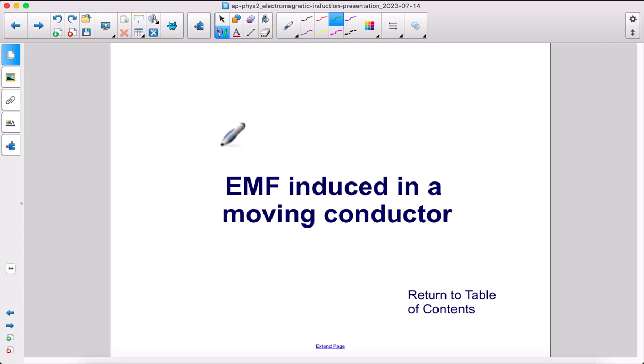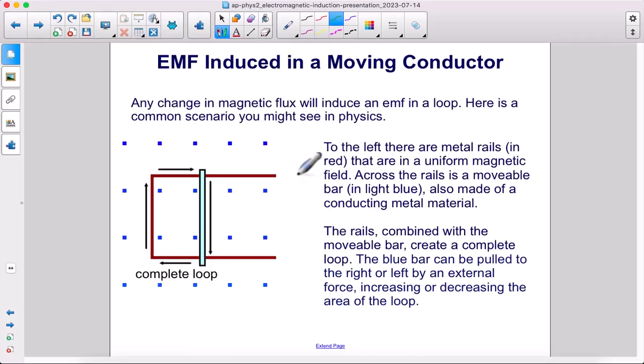EMF induced in a moving conductor. Any change in magnetic flux will induce an EMF in a loop. Here's a common scenario you might see in physics. To the left, there are metal rails in red that are in a uniform magnetic field.